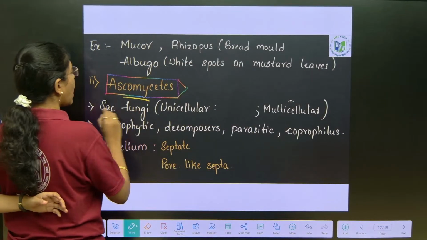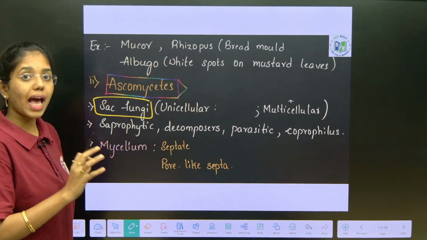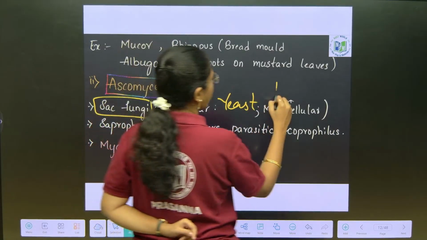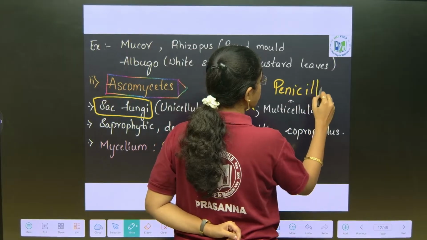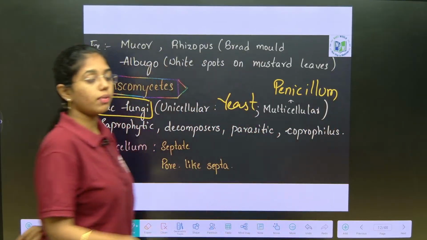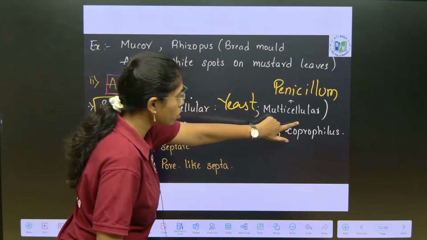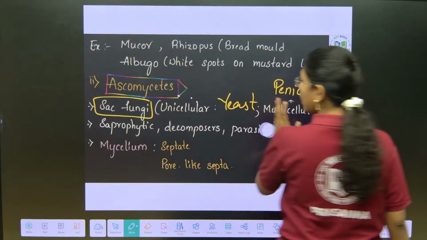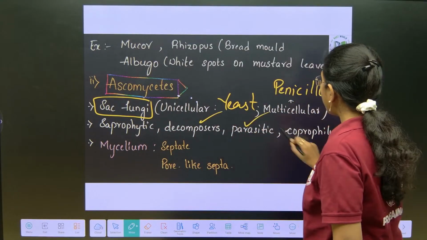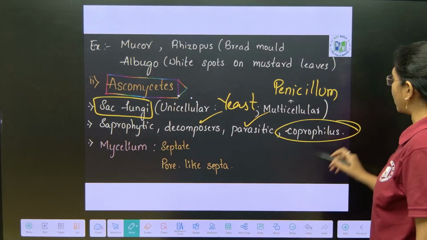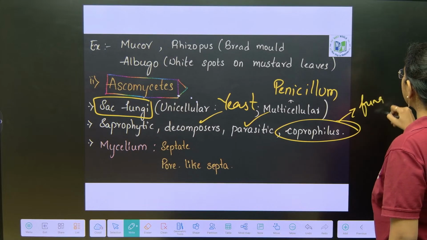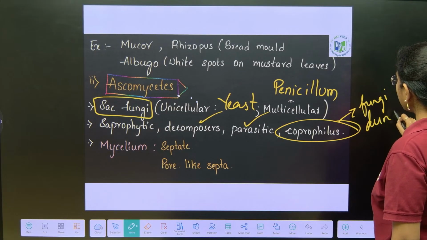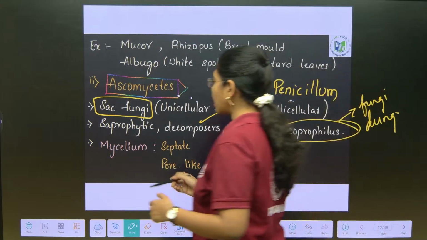Usually the Ascomycetes class has sac-like fungi. Unicellular fungi include yeast, to multicellular forms like Penicillium, Claviceps and Neurospora. As such, these will be the examples. So, they range from unicellular to multicellular forms. When you look at the habitat of Ascomycetes, they can be saprophytic, decomposers, parasitic and coprophilous. Coprophilous are those fungi which inhabit dung. Those fungi which live on dung are coprophilous.